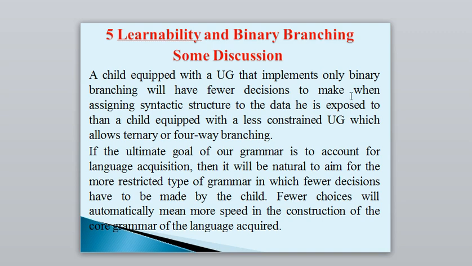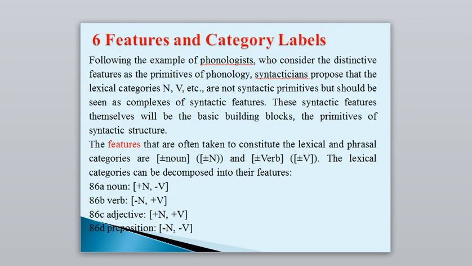So this is the presupposition for each child, that we have binary branching, not ternary or four-way branching. If the ultimate goal of our grammar is to account for language acquisition, then it will be natural to aim for the more restricted type of grammar in which fewer decisions have to be made by the child. Fewer choices will automatically mean more speed in the construction of the core grammar of the language acquired. If we have fewer branches like the binary branching here, the speed of language learning is high, and children can learn the core grammar of each language simply. So this is the hypothesis about binary branching.